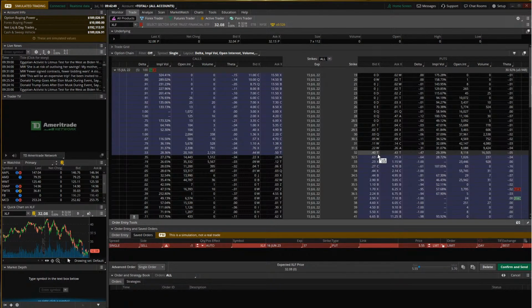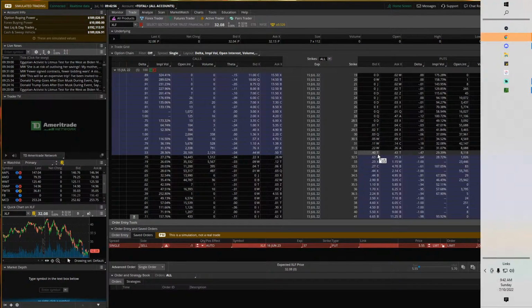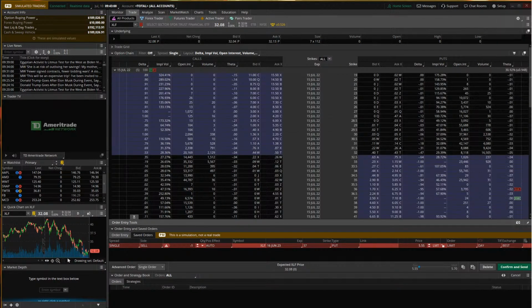There's a lot of open interest there. The implied volatility is relatively low, it looks like. And once again, we have a 47 delta. So it's not too crazy. Nothing too crazy. So I'm going to look at that. And that might be a position for me to get into.